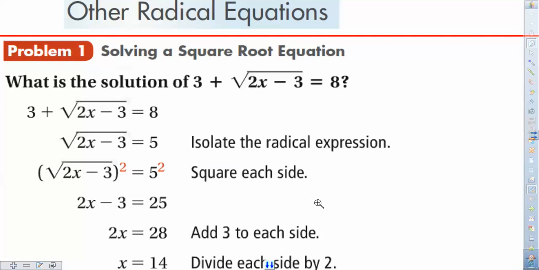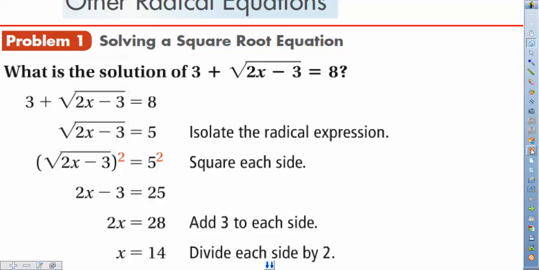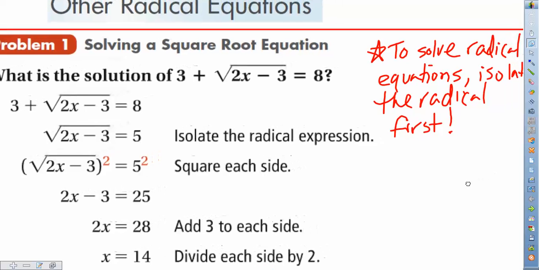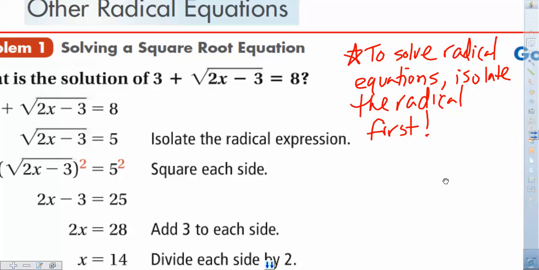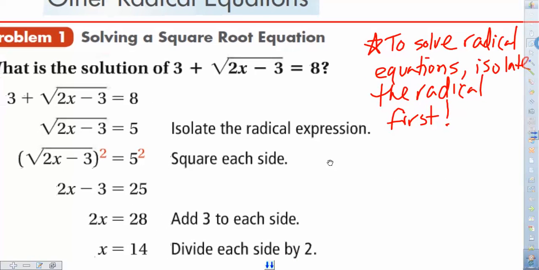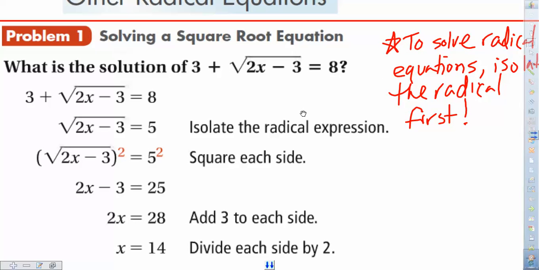What is the solution of 3 plus the square root of 2x minus 3 equals 8? What do you think our very first thing is going to be here? You got it. To solve, we need to isolate that radical first. And you see where that radical is. It's that square root of 2x minus 3. We need to isolate that first.